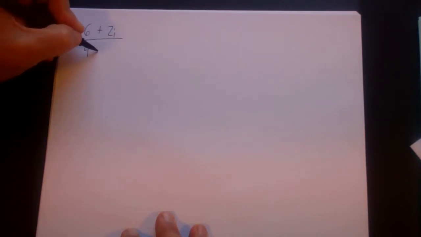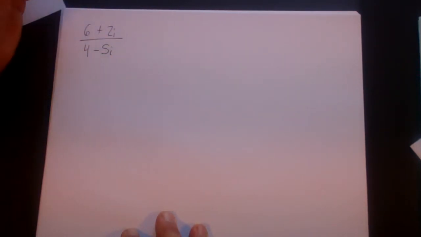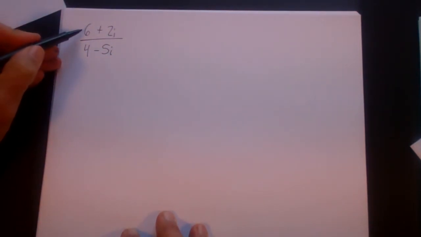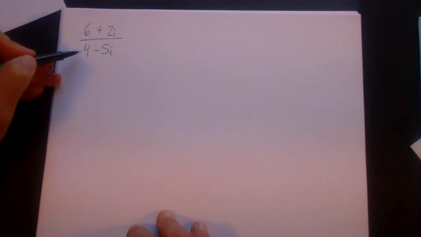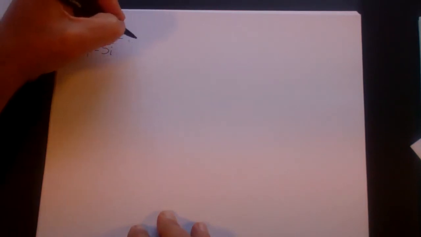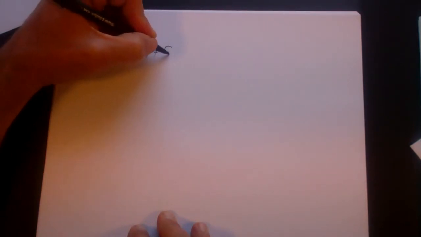Let's do the second problem. The second problem is about as hard a problem mechanically as you're going to see in this first part of Algebra 2. We have 6 plus 2i over 4 minus 5i. The first thing we do is we multiply the denominator by its conjugate, which is 4 plus 5i.